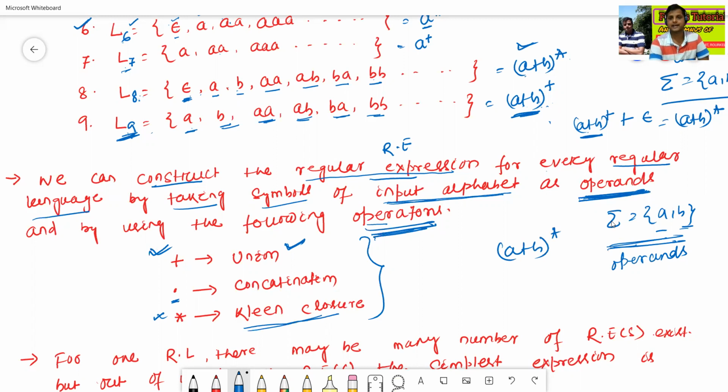Here, operands are a and b. Operands means a, b. Operators, we have generally used two operators. One is plus, plus means union. Here operators are plus and star. Star means what? It is called Kleene closure operation. Okay.